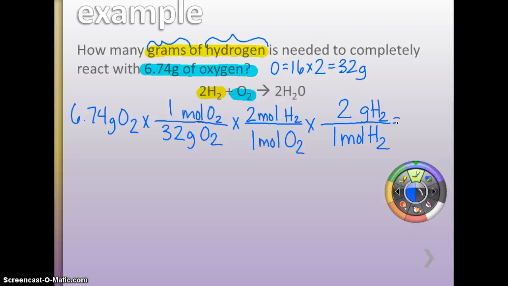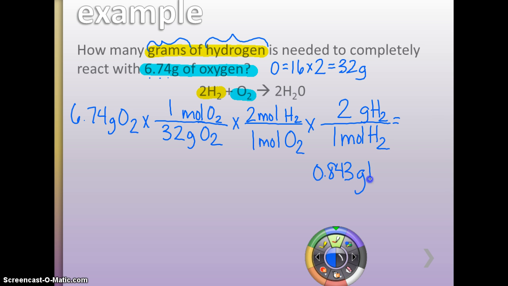How many sig figs can we have? 3. 1, 2, 3. So our answer is going to be 0.843 grams of H2. So what this is saying is that for every 6.74 grams of oxygen you have, you're going to need 0.843 grams of hydrogen to completely react and give you enough water here.